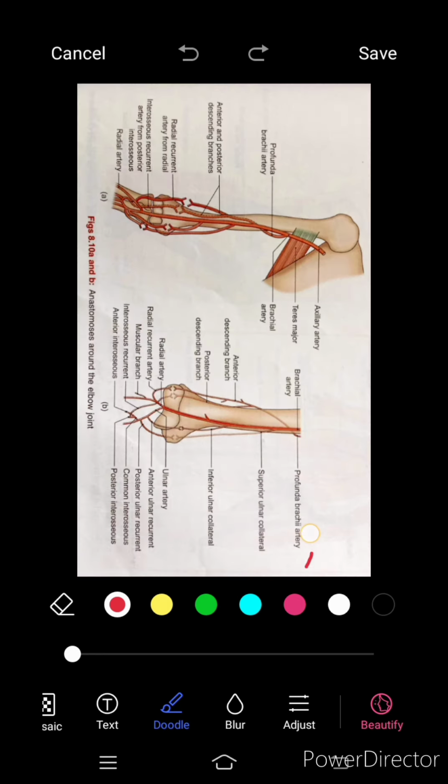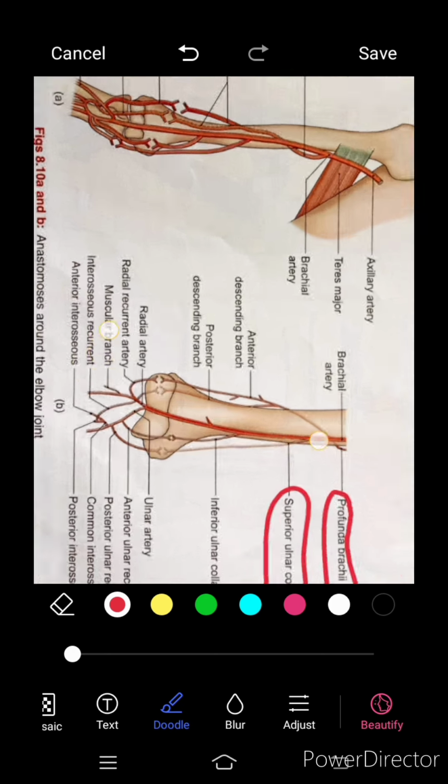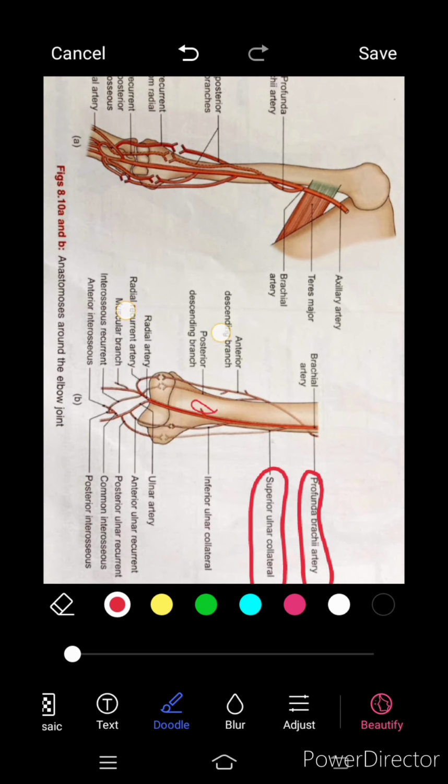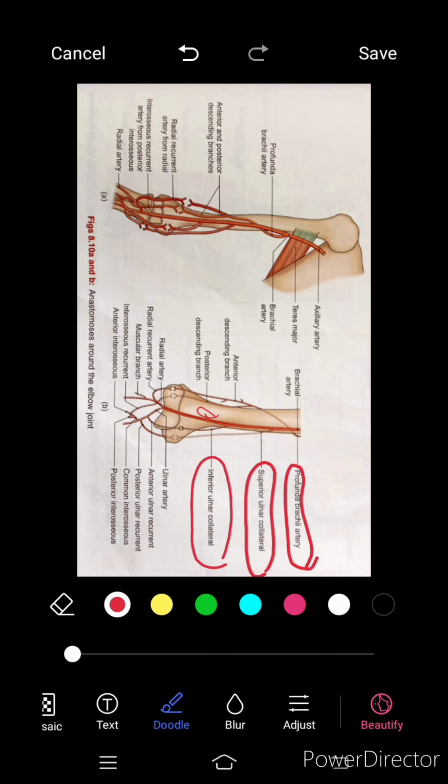Now let's see the branches of the brachial artery. First one are the muscular branches which are unnamed, and then the profunda brachii artery, superior ulnar collateral branch, and here this one is the nutrient artery which supplies the humerus, and this one is the inferior ulnar collateral branch, also known as supratrochlear branch, and the terminal branches which are radial artery and ulnar artery.